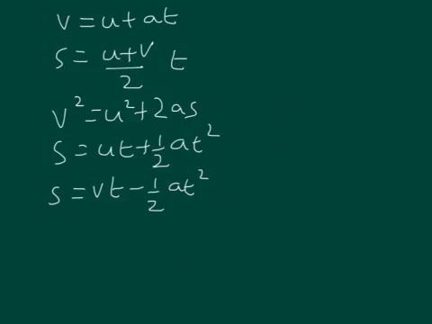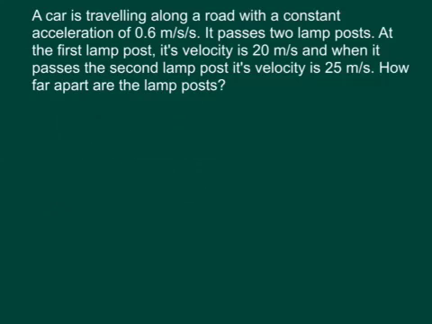So these are the 5 SUVAT equations which you do need to remember. Notice this equation here doesn't have an S in it, this doesn't have A in it, this doesn't have T in it, this doesn't have V in it, and this doesn't have U in it. So when you get a question you need to determine which of the variables you're not particularly interested in and choose one of these equations to use. You just need to remember these equations.